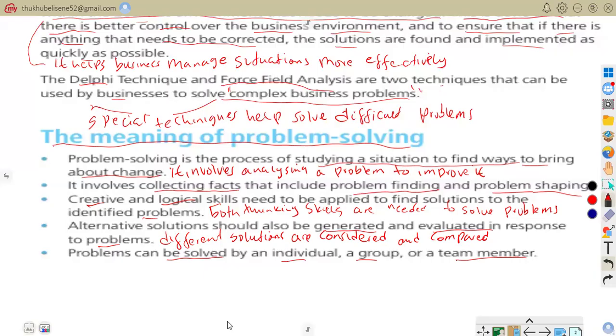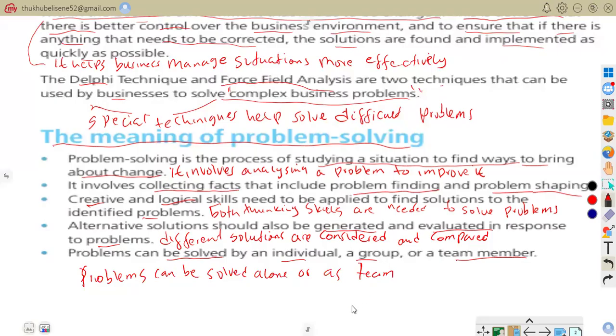So problems can be solved alone or as a team. We are saying problems can be solved alone or as a team. That's what this statement means. So for example, a manager solves a problem alone or a team brainstorms together. Hope we are together on that, grade 11s.